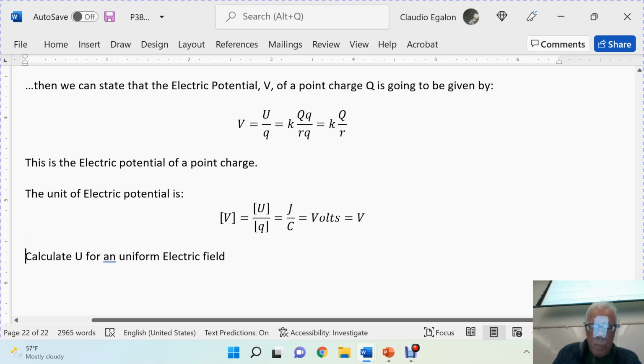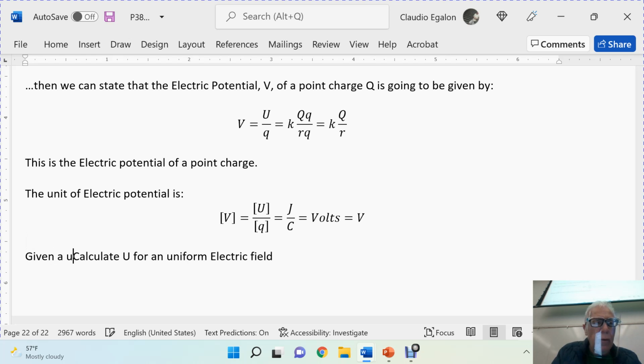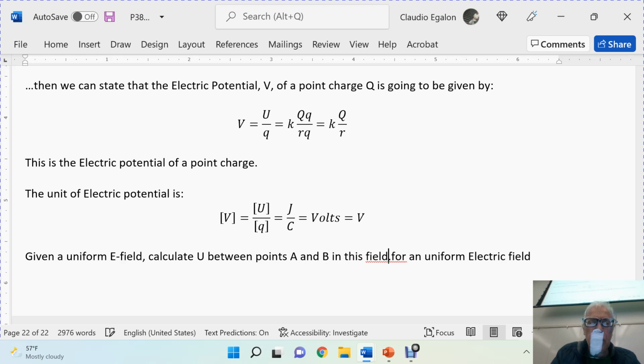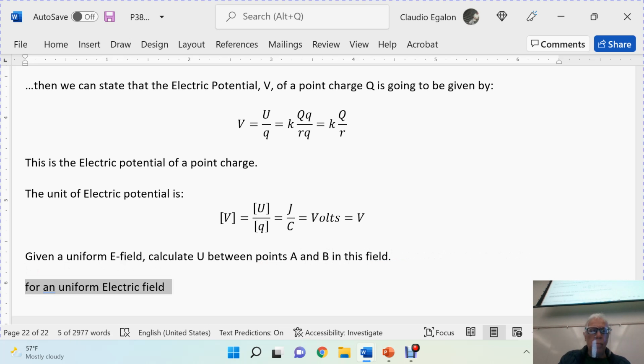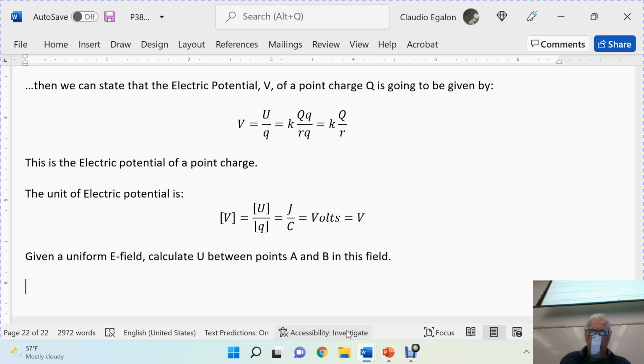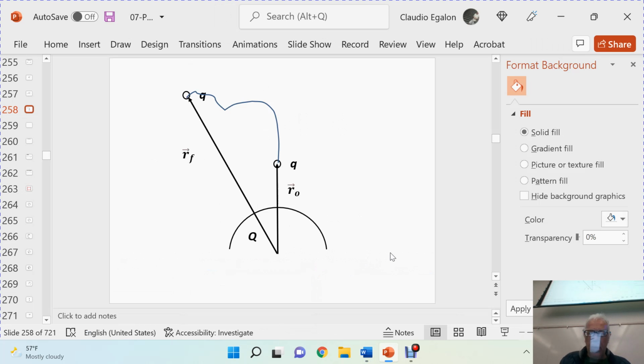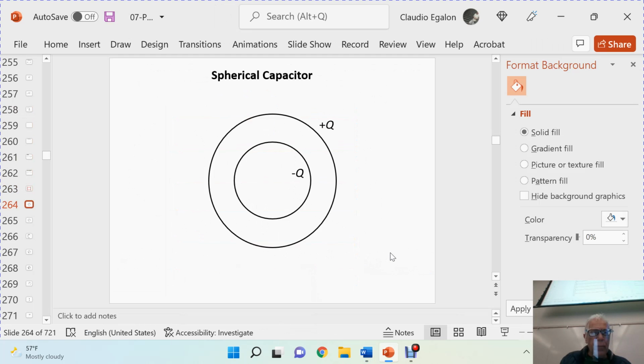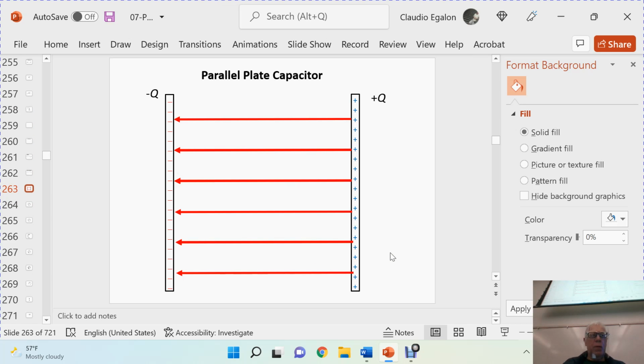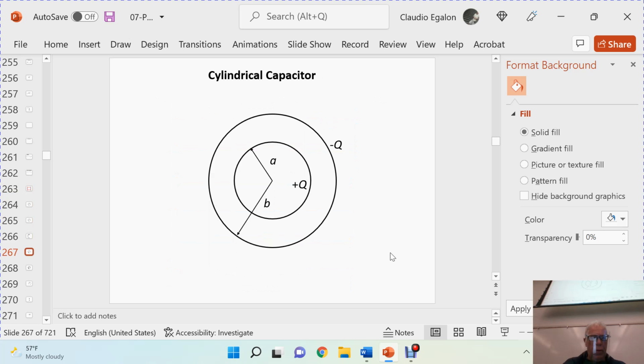Given a uniform field, calculate U between points A and B in this field. Okay. So the drawing goes more like, let's see if I have it here. Yeah, here you go. It would be something like that, okay?